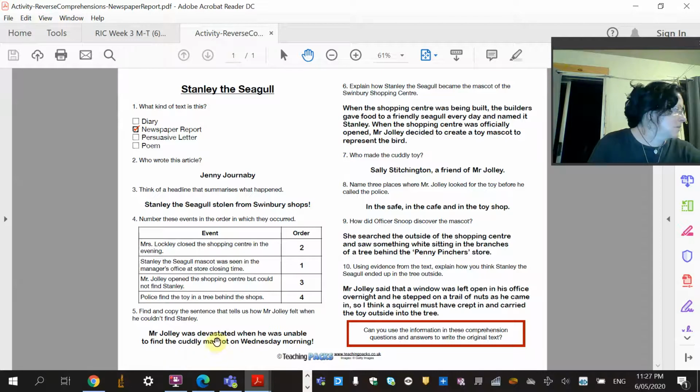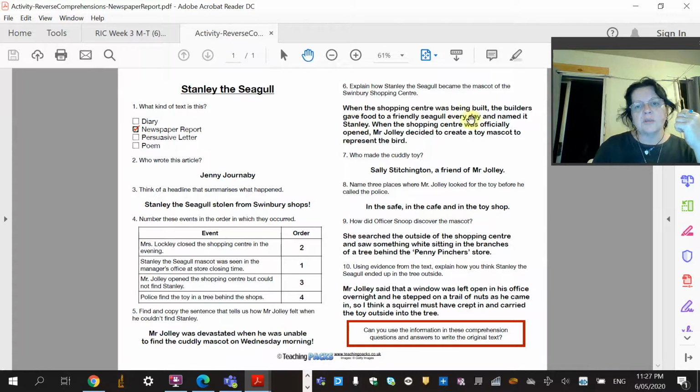Then it has some captions down here. Mr. Jolly was devastated when he was unable to find the cuddly mascot on Wednesday morning. So there's some more details. That's why he was an important seagull, because he was a mascot. Up here, don't forget this is a reverse comprehension, so the answers have been given to you.